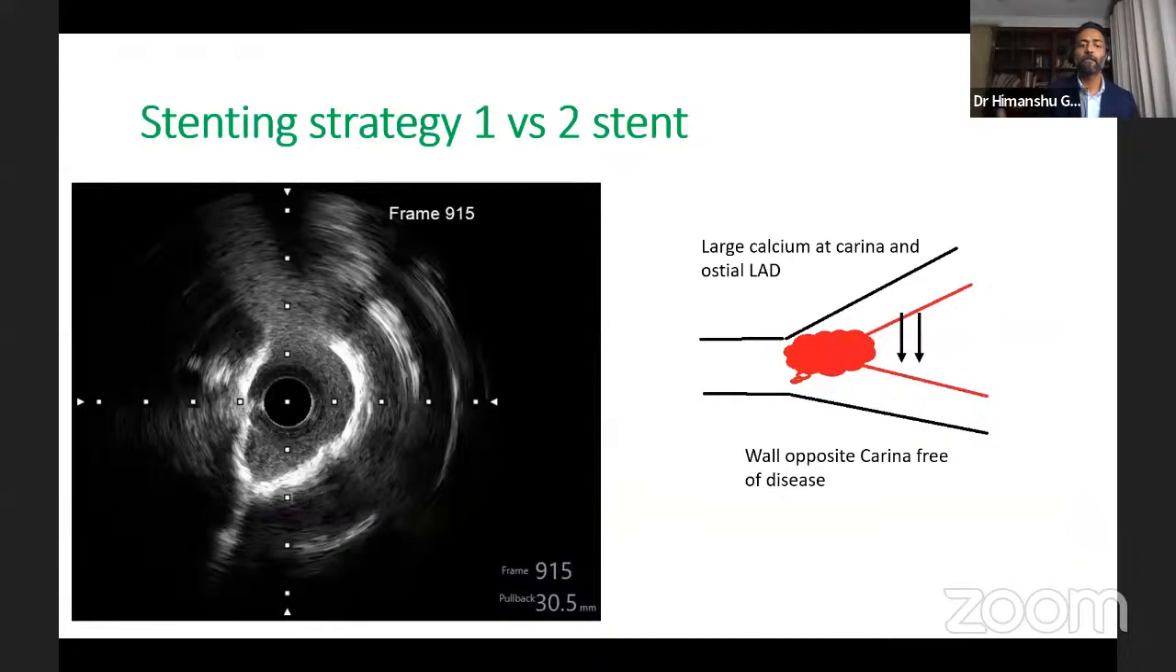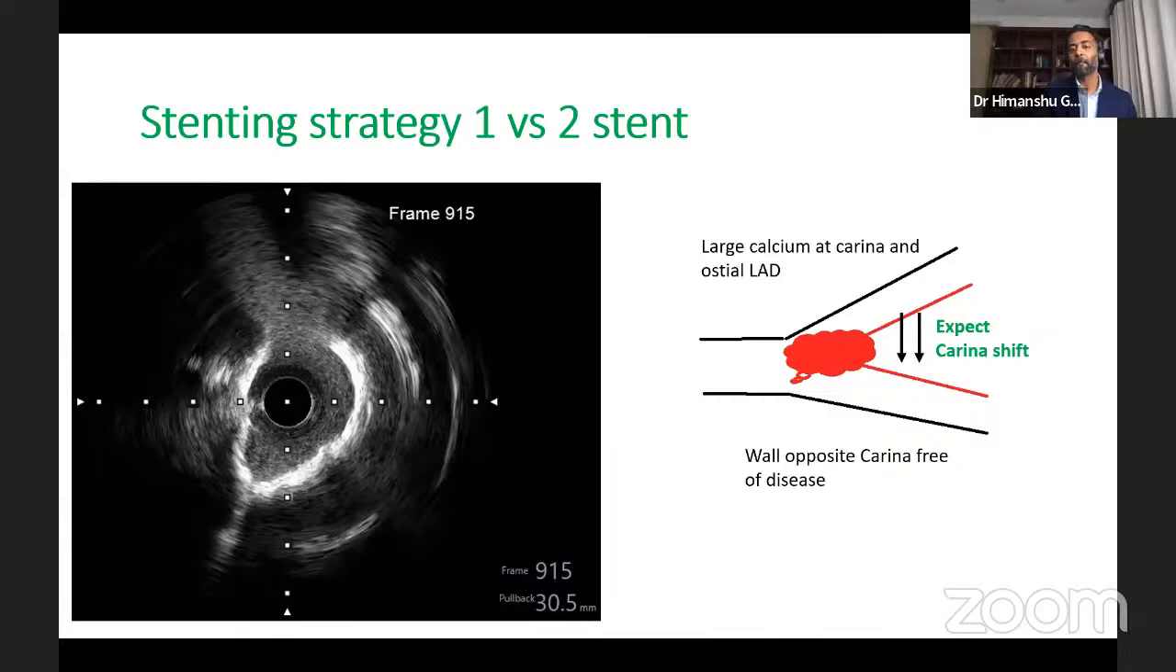So now is the issue of using 1 versus 2 stents. This is a case where it is not very straightforward because the circumflex lesion is not very tight. But we also know that the whole of the calcium is at the carina. There is no plaque opposite the carina. We can expect that if we only stent from left main to LAD, there can be a lot of carina shift towards the circumflex, and it will be very difficult to tackle it later. So despite the ostial circumflex not looking very tight, because of this particular anatomy, we decided that we'll go upfront to stent.